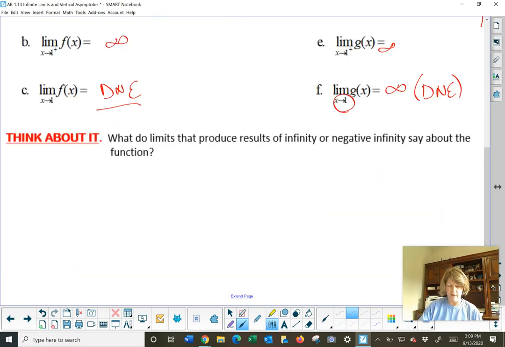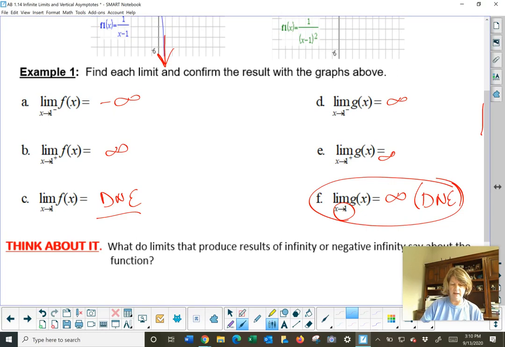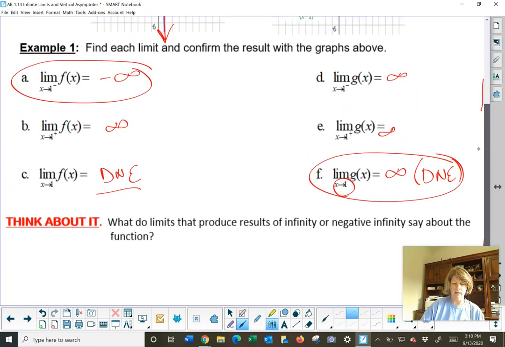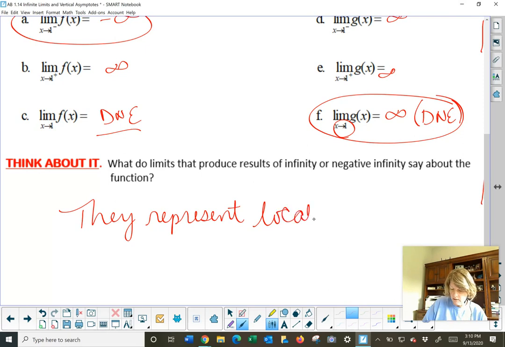Down below it says, think about this. What do limits that produce results of infinity or negative infinity say about the function? Well, what we noticed in the picture is that we are locating vertical asymptotes. So I'm just going to say they represent the locations of vertical asymptotes.